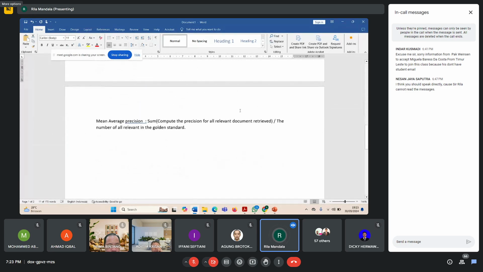Okay, yeah, so this one. Sum, compute the precision for all relevant documents retrieved, divided by the number of relevant documents in the golden standard. Oh, sorry. Compute the precision for all the relevant documents retrieved at that rank. Sorry, I missed this one. At that rank, the rank whenever the relevant document is retrieved.